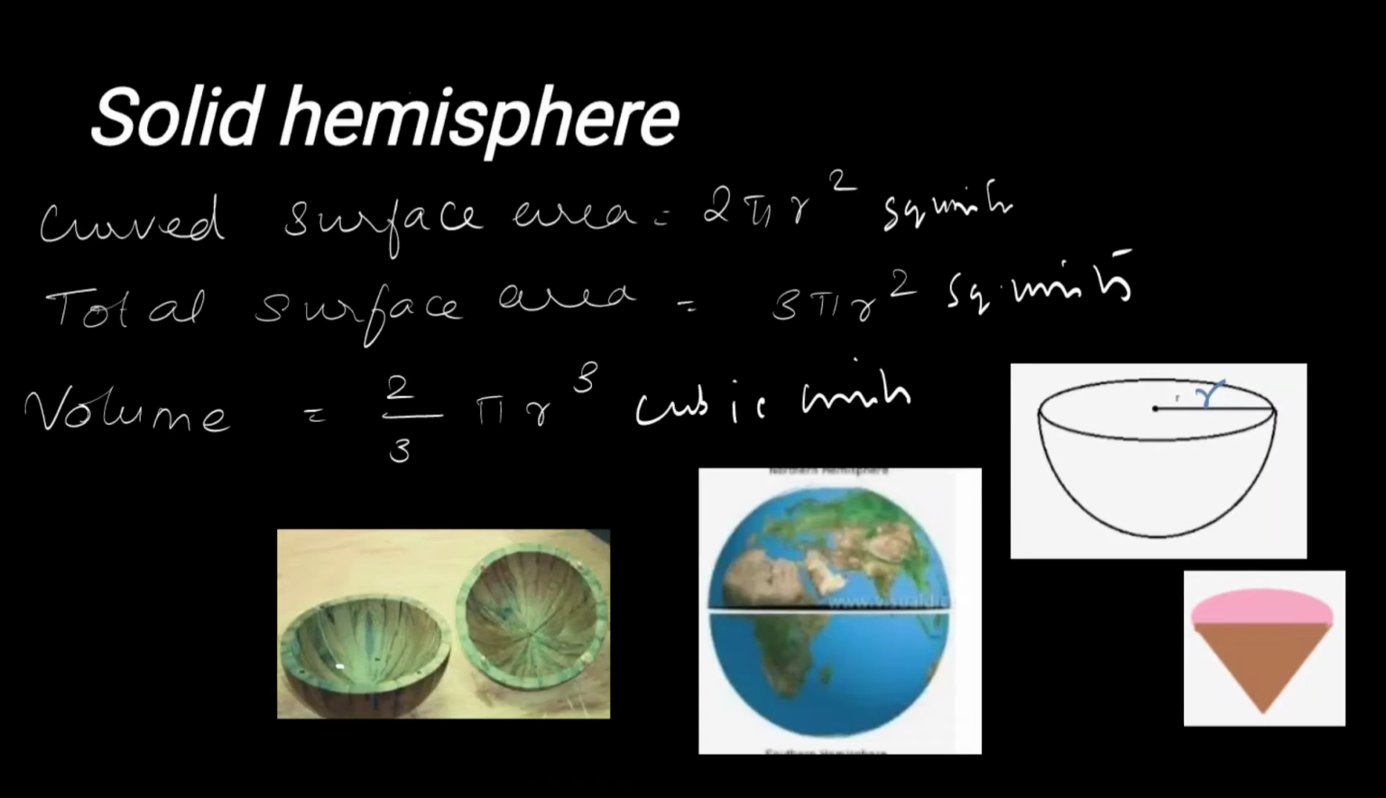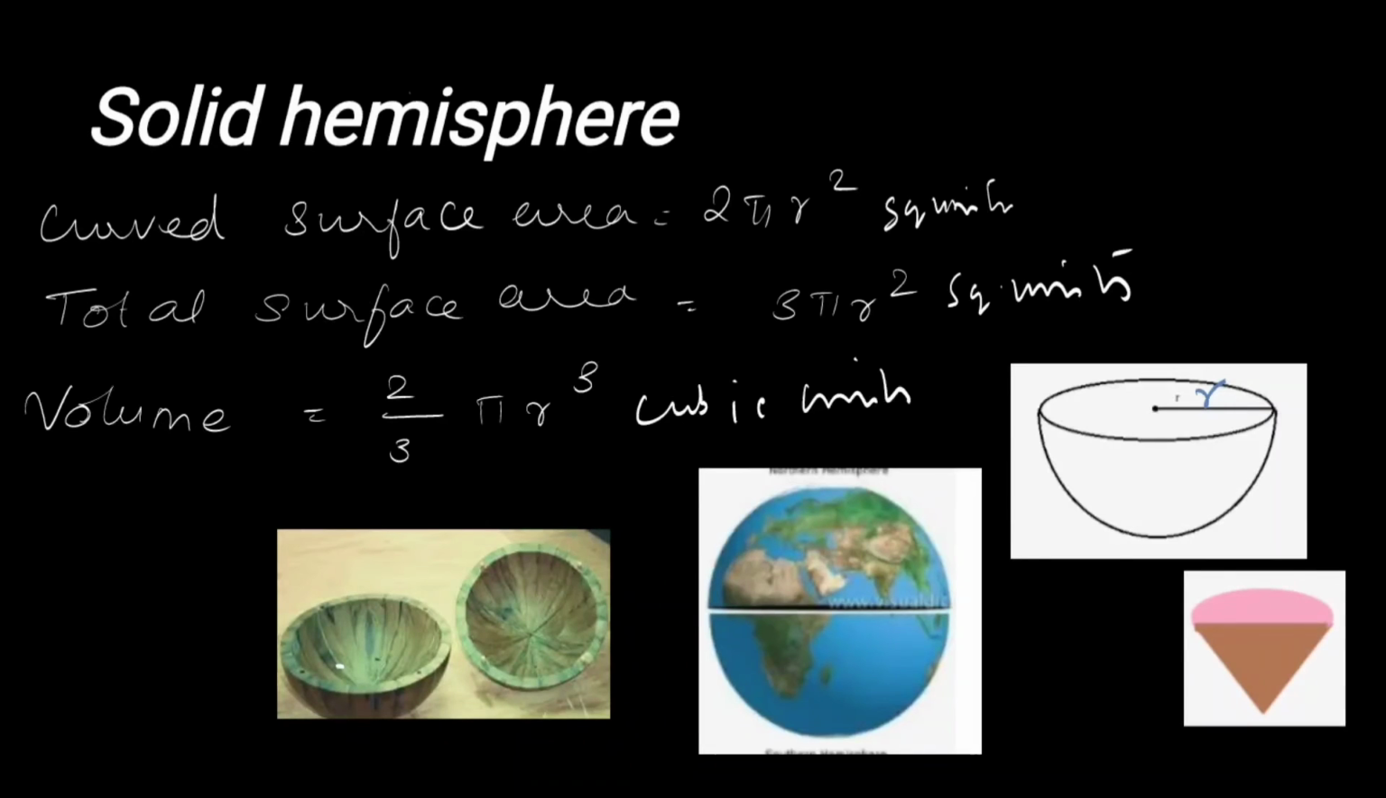To be noted, why is it mentioned as solid here? Solid means it does not have any space inside. Like the coconut shell shown here, it does not have any space, it is completely filled. So what do we have here? It has curved surface area, total surface area, and volume. The spherical part of the hemisphere is considered to be the curved surface area, which is 2 pi r square.